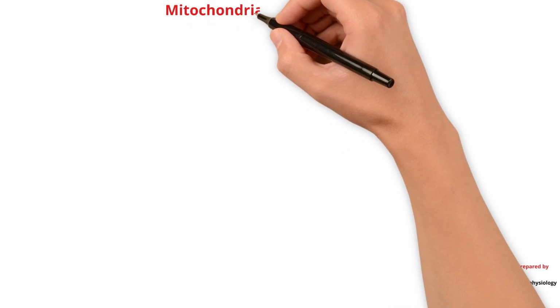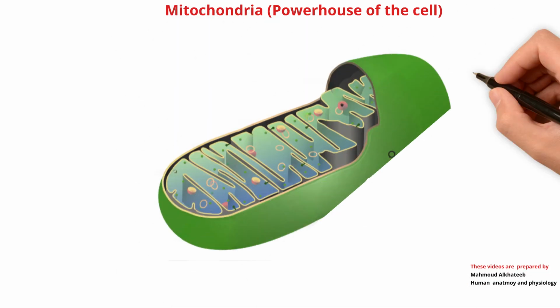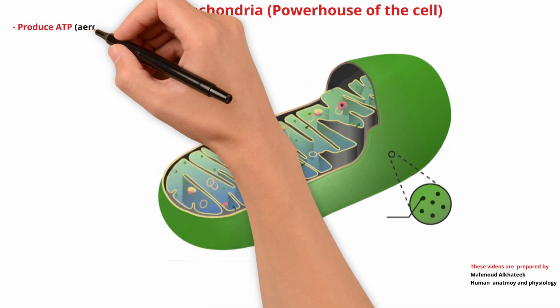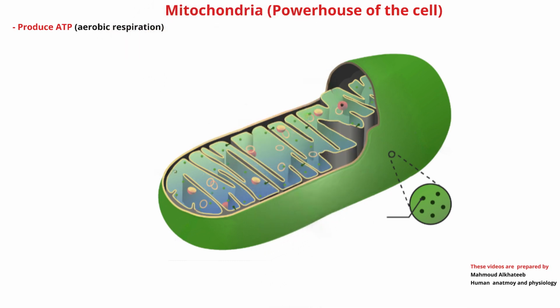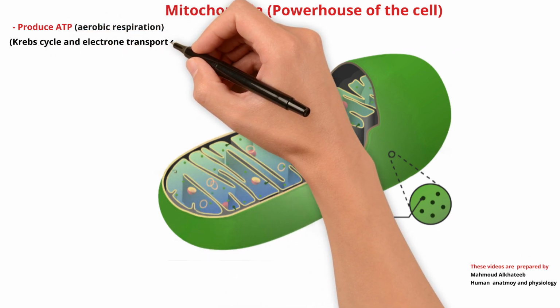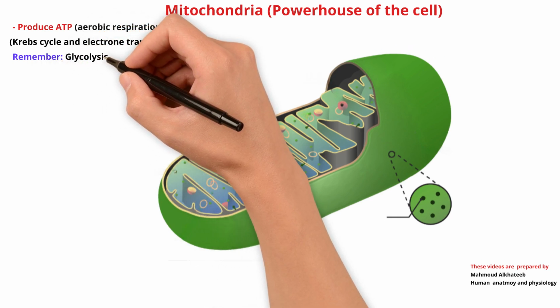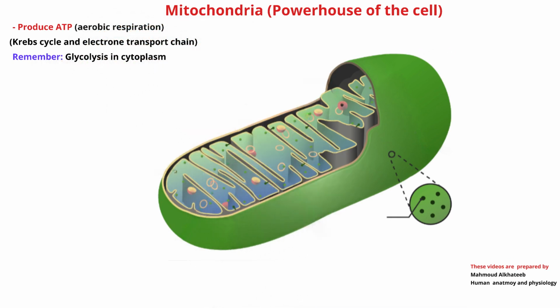Now, let's move on to the next organelle in our discussion. The mitochondrion, which is often referred to as the powerhouse of the cell. This image illustrates the structure of a typical eukaryotic mitochondrion. The major function of the mitochondrion is to be the site where the aerobic phases of cellular respiration take place, producing energy in the form of ATP. More specifically, this is where the Krebs cycle and the electron transport chain occur. However, it's important to remember that glycolysis, the initial phase of cellular respiration, happens in the cytoplasm before the products enter the mitochondrion.